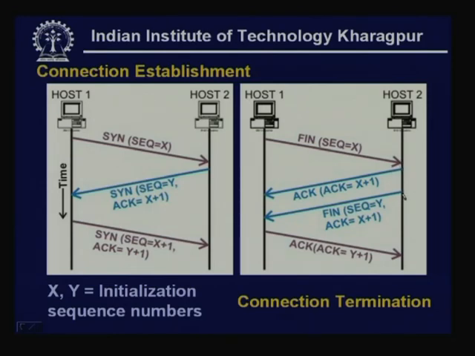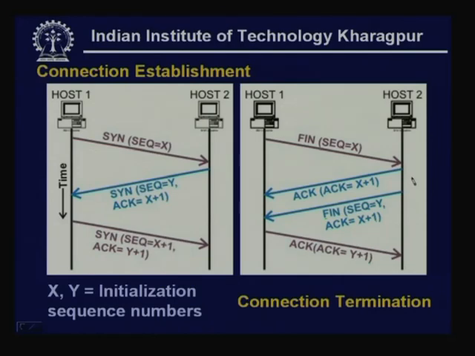However, the data transfer in the other direction, from host B, host 2, to host 1, can continue, and if host 2 wants to terminate that, host 2 again sends another packet with the FIN flag bit set with sequence number y and acknowledgement x plus 1, and on receiving that, host 1 sends an acknowledgement packet with ACK equal to y plus 1.